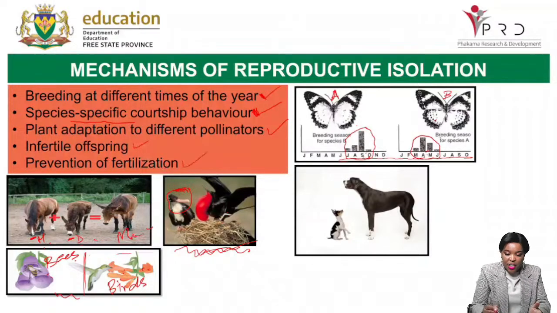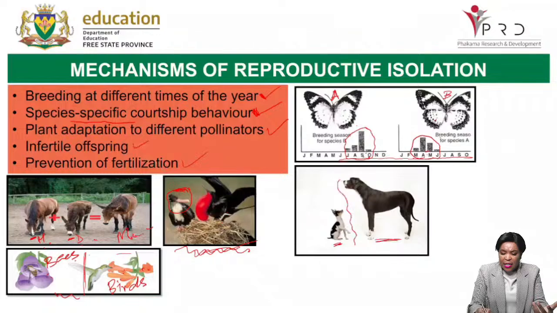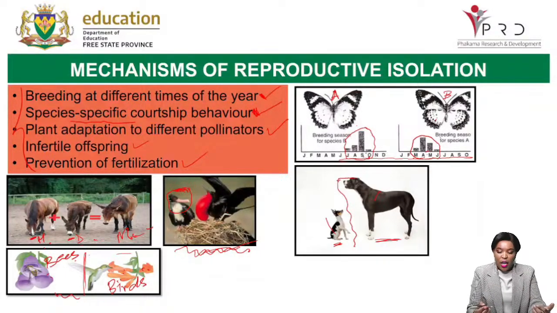Then prevention of fertilization. Look at this small dog here and this big dog here. Organs of copulation. You can see that there is no copulation that can take place here, or the body size or whatever can prevent this big dog to fertilize this small dog here. So the prevention of fertilization. So these are the things that can stop organisms from being able to interbreed. Remember them. Remember them, because definitely this question will be in your question paper.